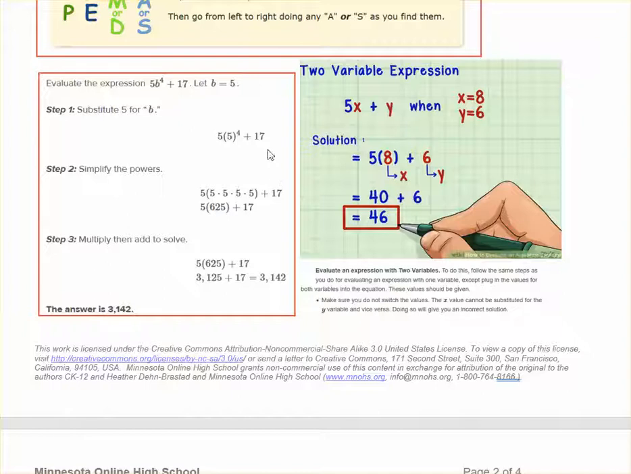Now we've already worked with powers, so if you want to use your calculator to simplify 5 to the fourth power, you can do that, or you can write out 5 to the fourth in expanded form, which means 5 times 5 times 5 times 5, and then you can do that multiplication on your calculator or in your head, and that will equal 625. So 5 to the fourth equals 625. So that was the next step that we did.